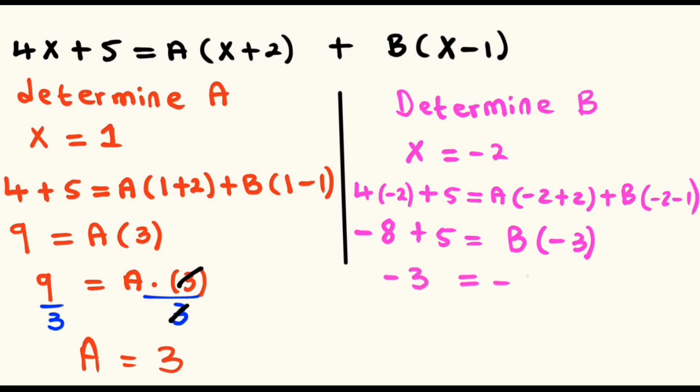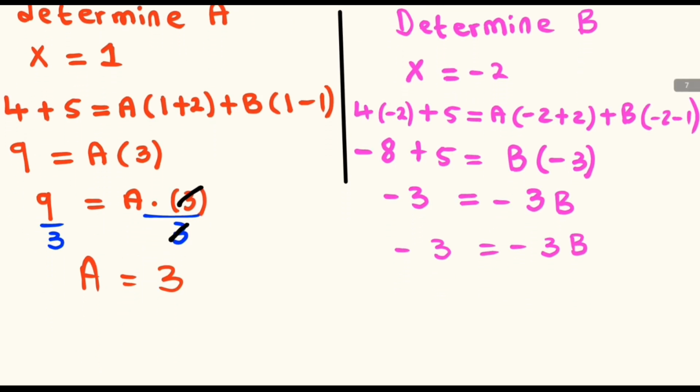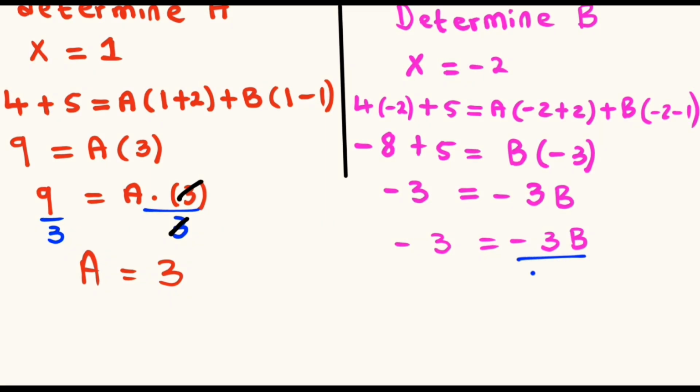And the negative 3 will be equal to negative 3b. We divide both sides of the equation by the negative 3. And that negative 3 and that negative 3 will be equal to 1. And even on the left hand side, the negative divided by that negative will be equal to positive 1.